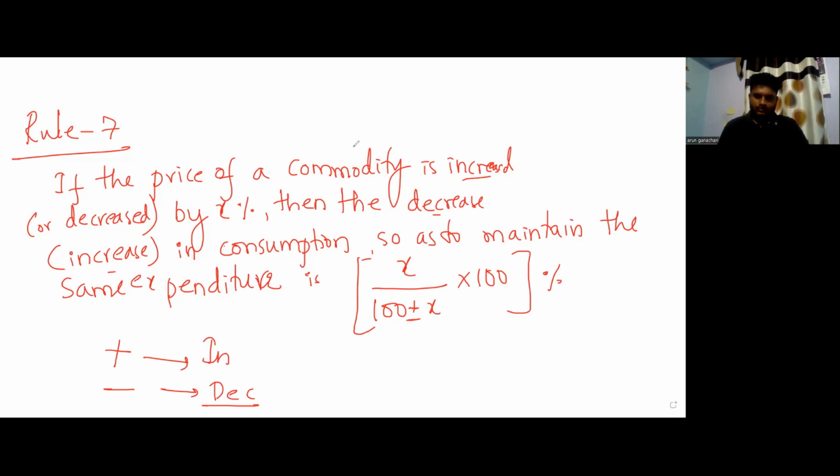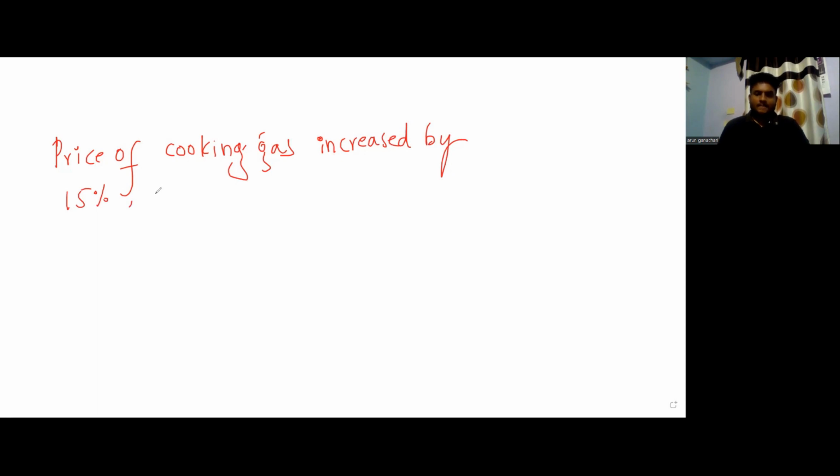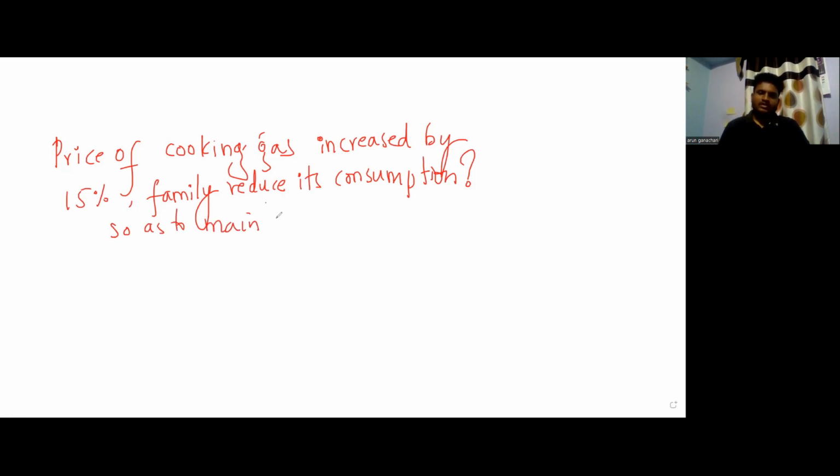Okay, so let's take a question. Write the question: if the price of cooking gas is increased by 15%, then by what percentage should the family reduce its consumption so as to maintain the same expenditure?